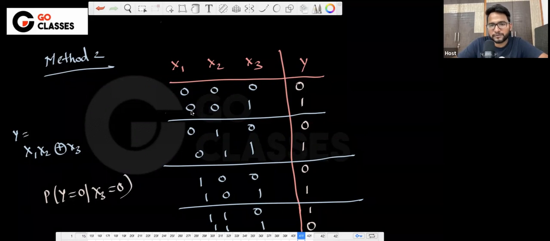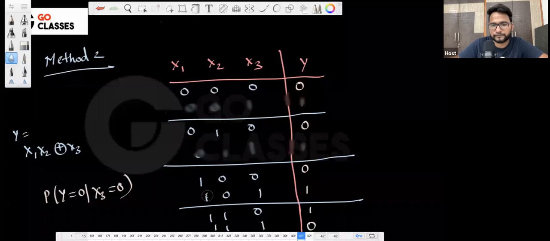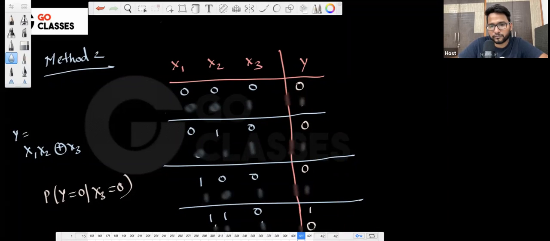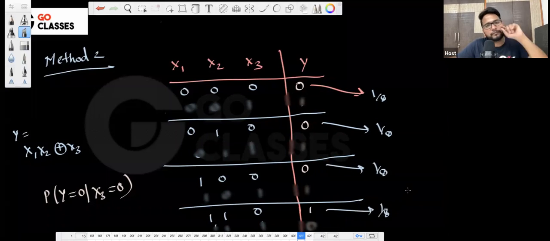Maybe I can work with the reduced sample space. x3 equal to 0 means I can omit everything with x3 equal to 1. Now tell me, what is this probability? 1 by 2 into 1 by 2 into 1 by 8, 1 by 8. Is this correct? This is also 1 by 8, this is also 1 by 8, this is also 1 by 8. Are these probabilities correct in the reduced domain?